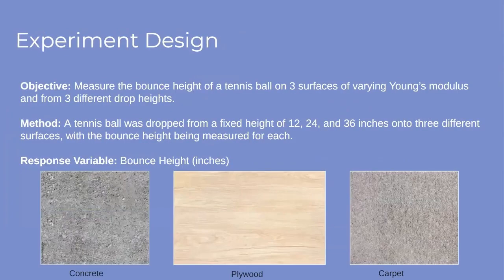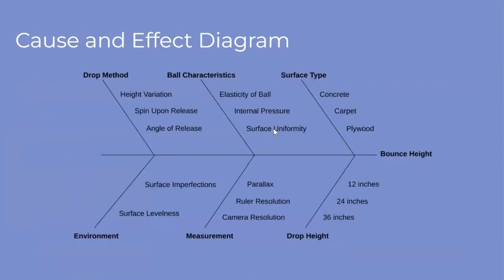So our experiment design: the objective was to measure the bounce height of a tennis ball on 3 surfaces of varying Young's modulus and from 3 different drop heights on those 3 surfaces. The method: we took a tennis ball from a fixed height of 12 inches, 24 inches, and 36 inches, and dropped them onto 3 different surfaces, the surfaces being concrete, plywood, and carpet, and the bounce height for each of those trials was measured, with the response variable being bounce height in inches.